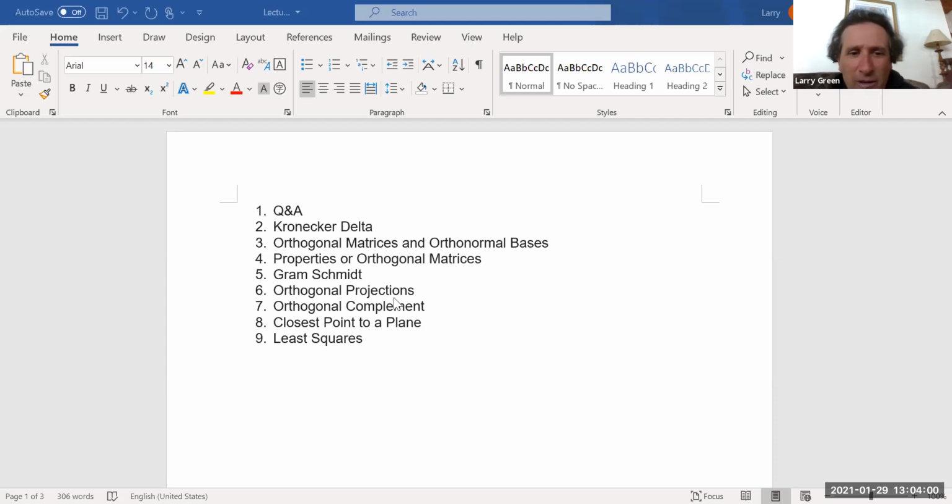Then we'll talk about orthogonal projections. They turn out to be a lot more important than you would imagine. Geometrically, let's say you have a vector out in R3, and you want to find out what's the vector in a given plane that's closest to that vector. That'll be the orthogonal projection. Another word for it is shadow, perpendicular to the plane, is another way of looking at it.